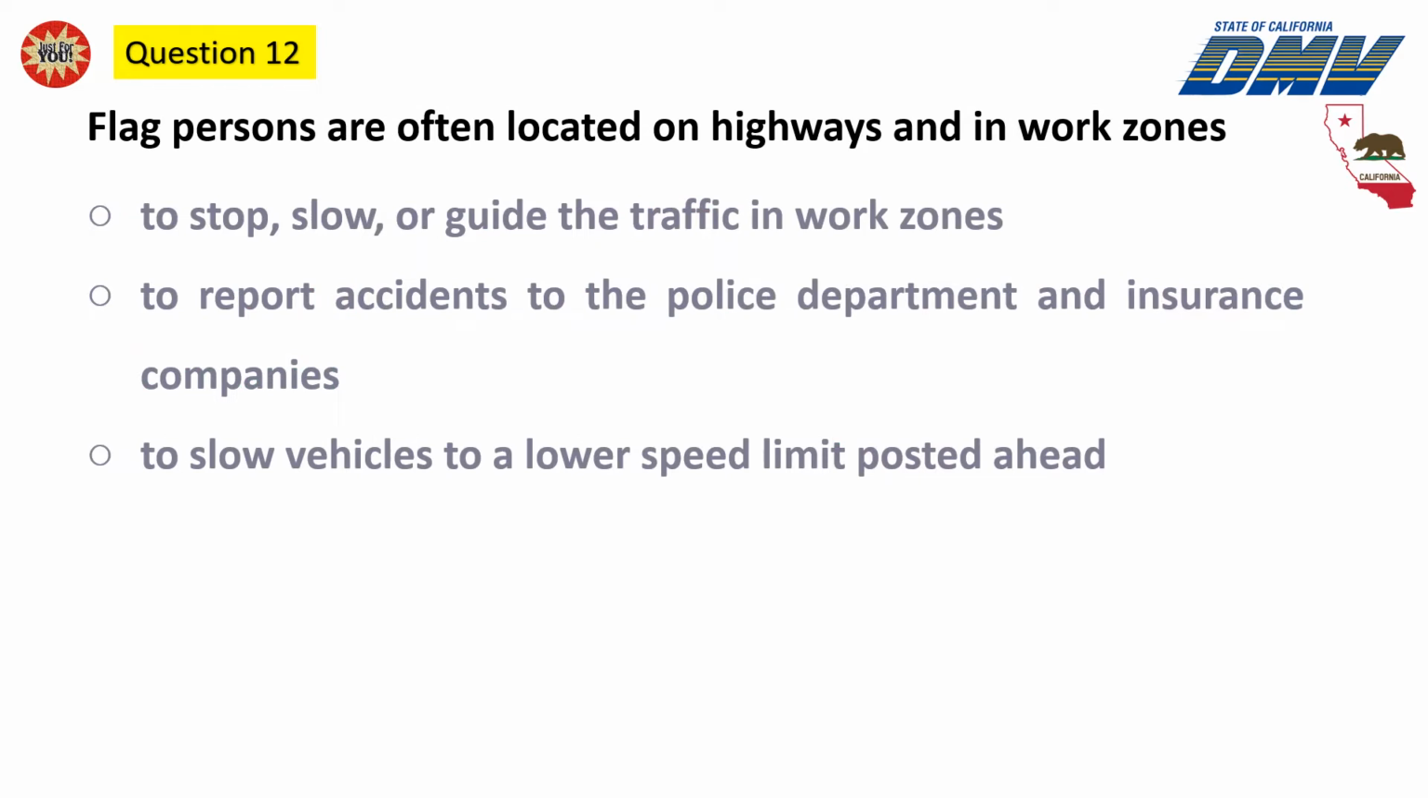Question 12. Flag persons are often located on highways and in work zones. To stop, slow, or guide the traffic in work zones. To report accidents to the police department and insurance companies. To slow vehicles to a lower speed limit posted ahead.